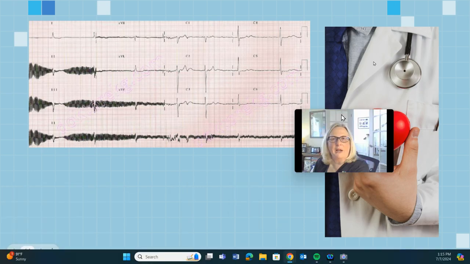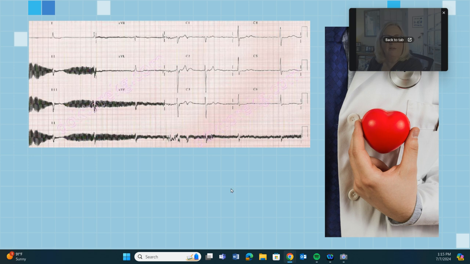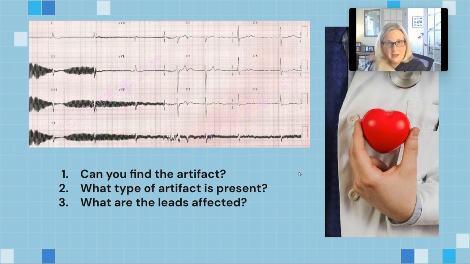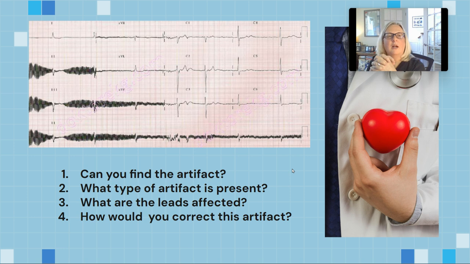Okay, let's take a look at this one. This EKG, number 1, can you find the artifact? On your paper, you have the same one on your notes sheet. Find the artifact. That should stand out like a sore thumb. And circle your artifact. Once you've decided what type of artifact that is, write that down. What leads are affected? And then how would you correct this artifact? So take a minute. Let's go 30 seconds.